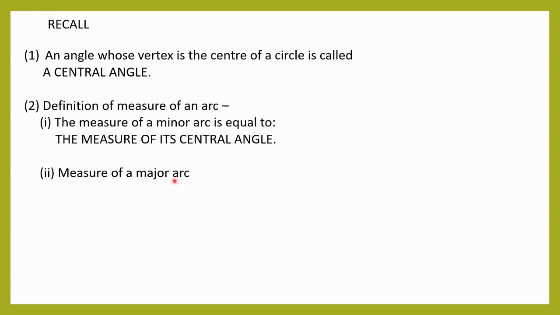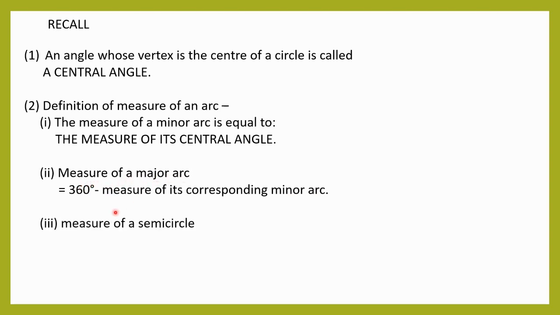Then measure of a major arc. We use the formula 360 degree minus measure of its corresponding minor arc. So if you know the measure of the minor arc, by this formula we can find out the measure of the major arc. Measure of a semicircle is 180 degree.